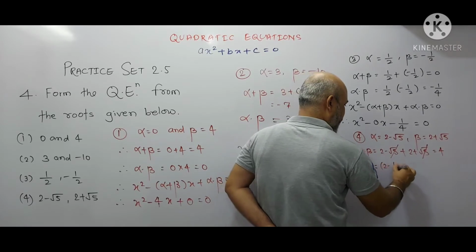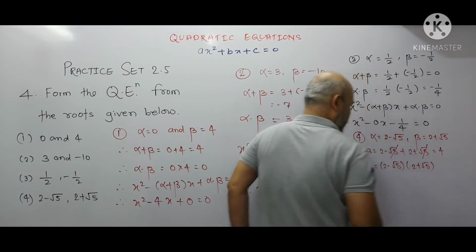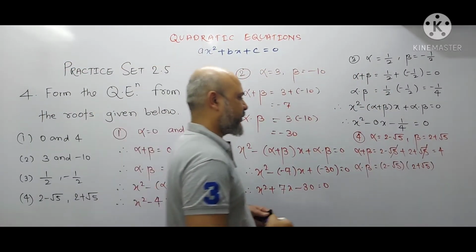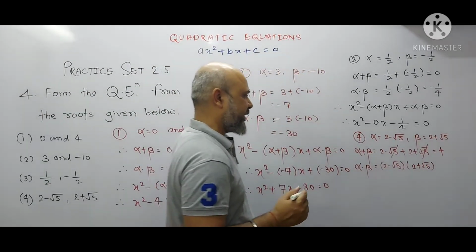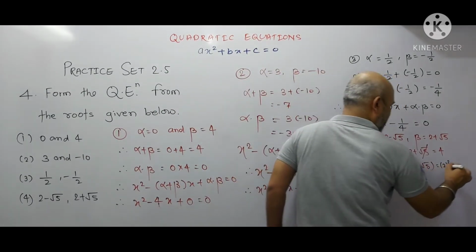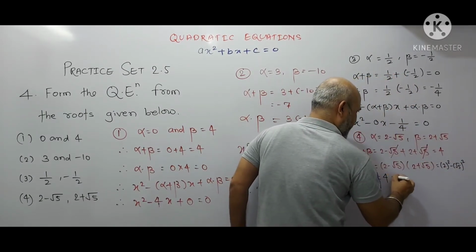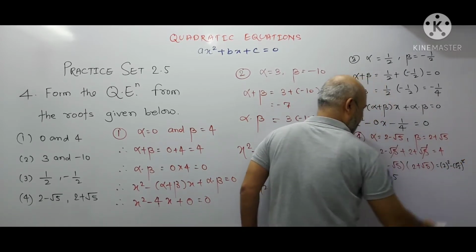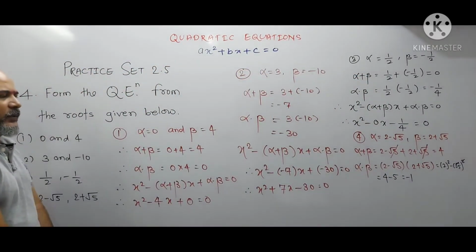Now we find the value of alpha into beta. Alpha is 2 minus root 5. Beta is 2 plus root 5. Now here you can use the formula of a square minus b square, because this is a minus b, this is a plus b. So you will use your formula a square minus b square. So you will get 2 square minus root 5 square. So 2 square will be 4 minus root 5 square will be minus 5, because square and root will cancel out. You will get minus 1. So value of alpha into beta is minus 1.